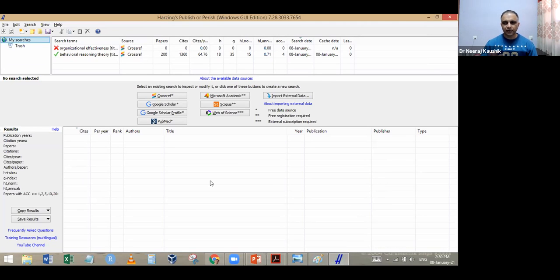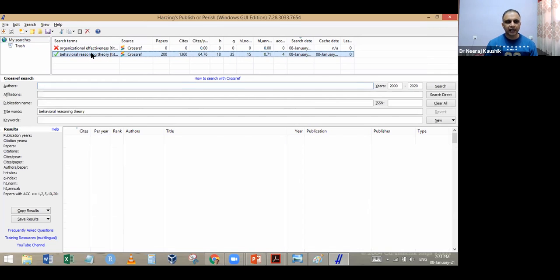First thing, let me tell you, it will not give you the paper. It will just give you information about that paper. That paper you can look for from ResearchGate, academia.edu, by mailing the authors, or if it's open source, Google Scholar. So this utility will search on Crossref, meaning everywhere, or Google Scholar, Profile, PubMed, Web of Science, Scopus, specific or all. Like I have searched something like behavioral reasoning theory.